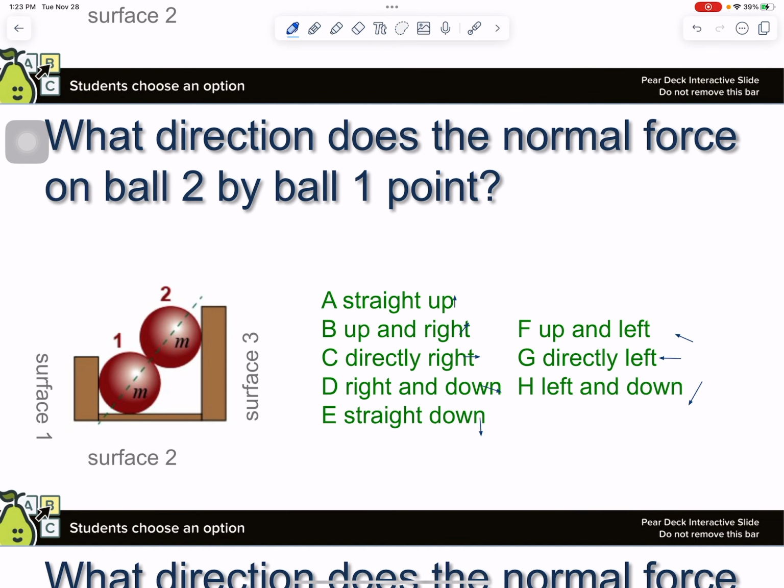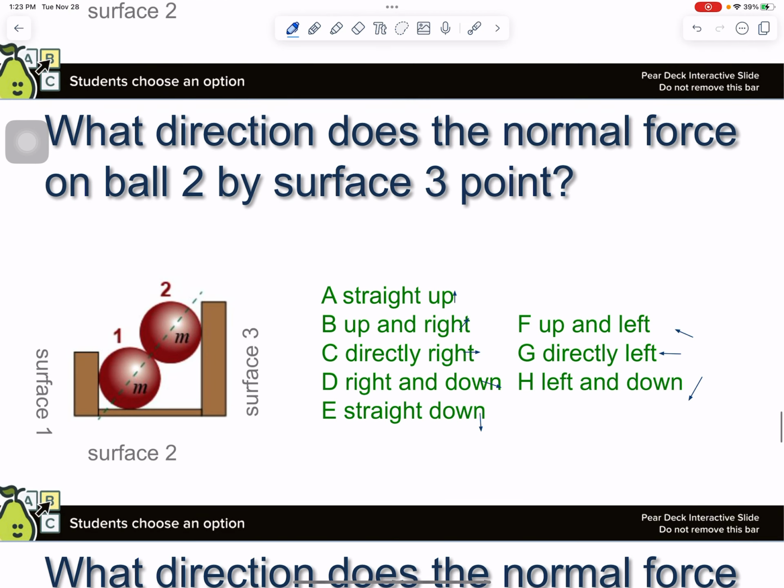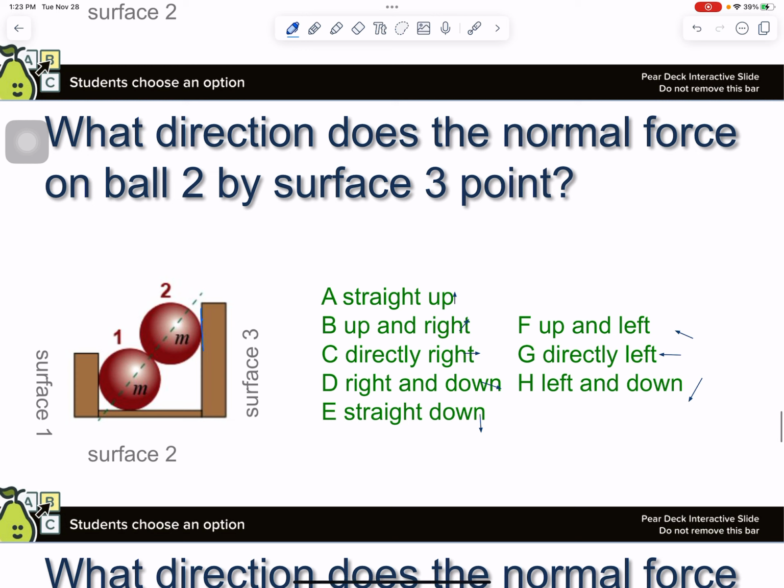What direction does the normal force on ball 2 by ball 1 point? Okay, this is going to be just the opposite direction that we had before. There's my point of contact. The normal force goes along the line that connects the centers of mass, so it's going to go that way. What direction is the normal force on ball 2 by surface 3? Surface, point of contact, perpendicular to that surface is that direction.